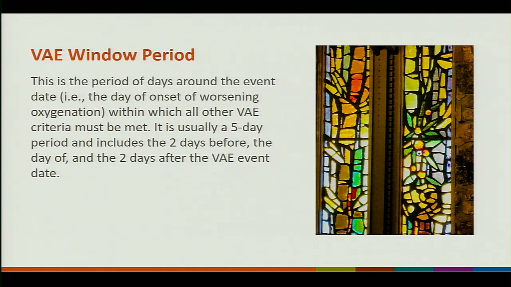Okay, so the event date is important because it defines the VAE window. So what exactly is the VAE window? Recall that it is the period of time during which all the event criteria must be met. It's typically 5 days, including the date of event, the 2 days before, and the 2 days after.